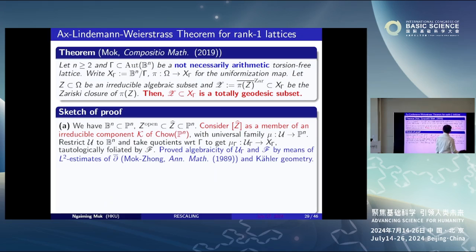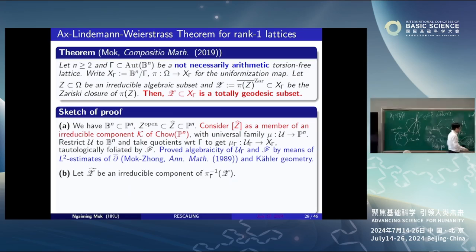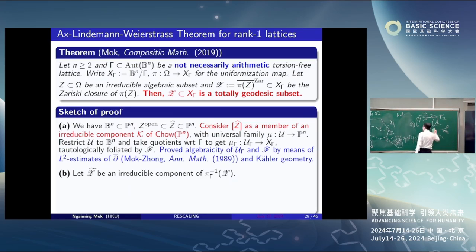Okay, so the statement is simply this: if instead of the general situation of a bounded symmetric domain, I just look at the situation of the ball, and I take something algebraic. This is X_Γ = B^n/Γ. Γ is a lattice. It might be the case that you have cusps, whether it's compact or non-compact, doesn't matter.